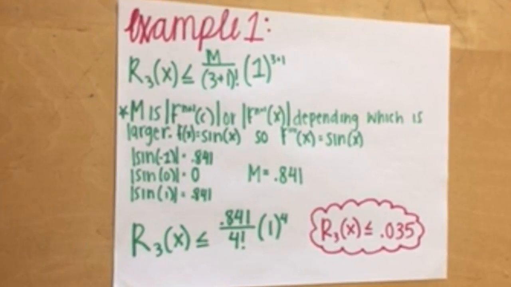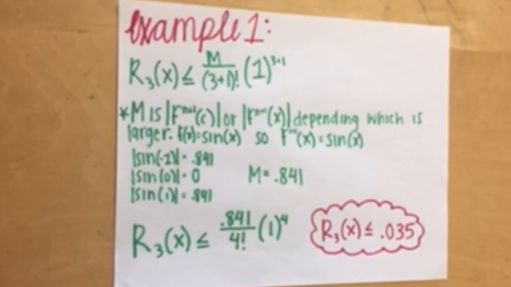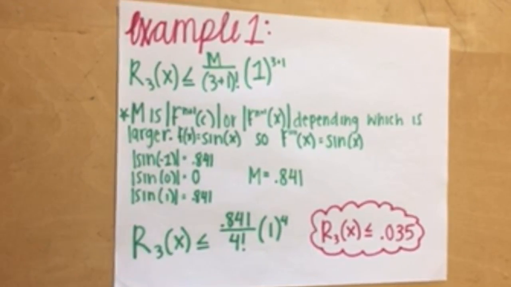Now that we have all parts of our formula, we can do the math and we'll find that the error is less than or equal to 0.035.